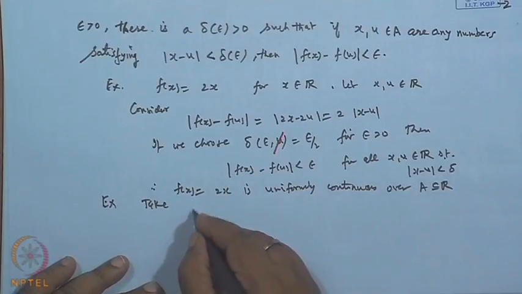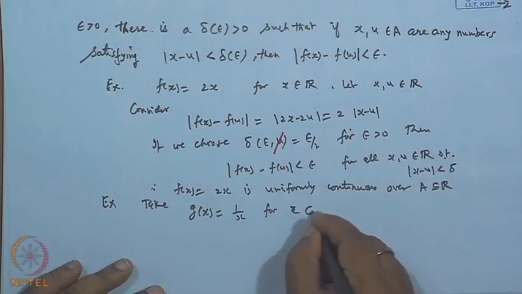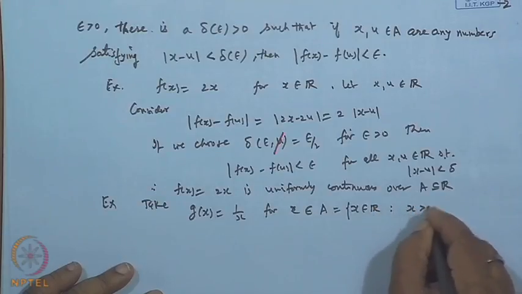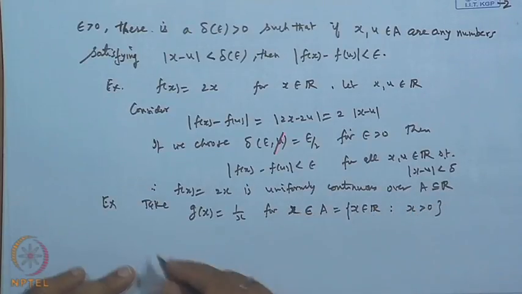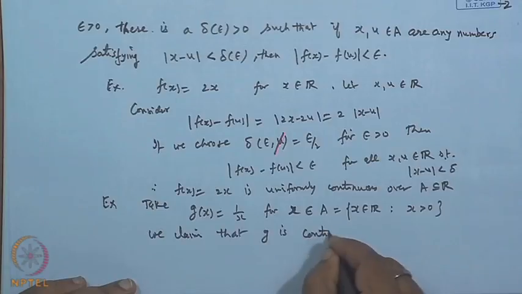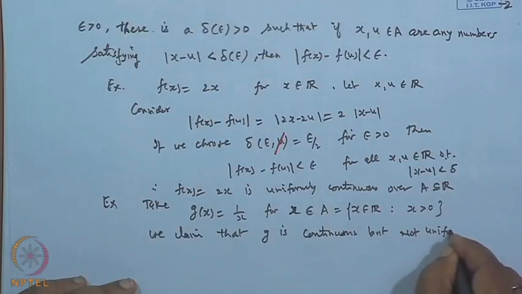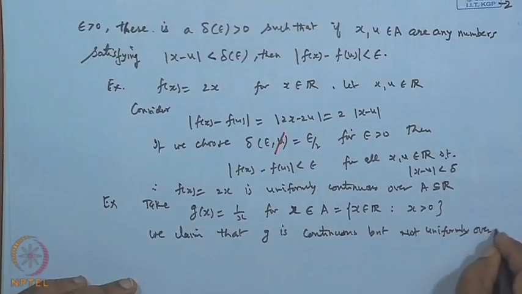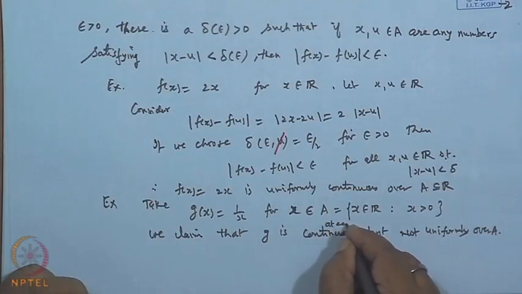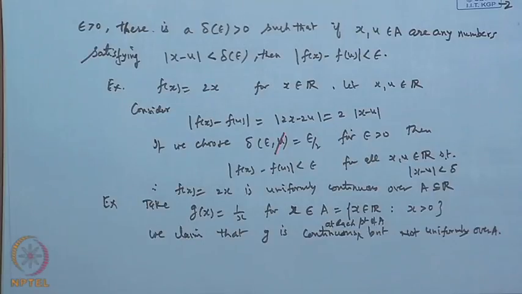Now, take a function g(x) = 1/x, for x belonging to the set A, which is the set of those points of real numbers such that x is positive. Now, we claim that this function g is continuous, but not uniformly continuous over A. It is continuous at each point of A, but not uniformly. Let us see how.